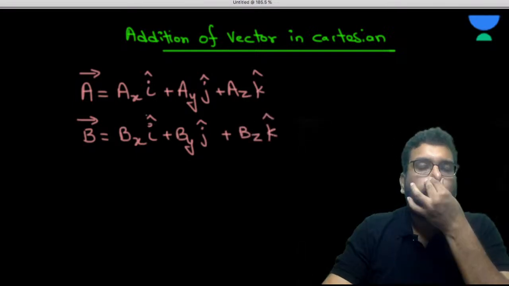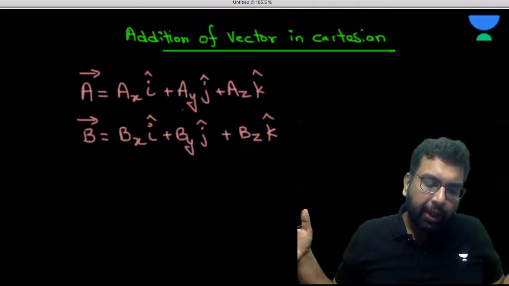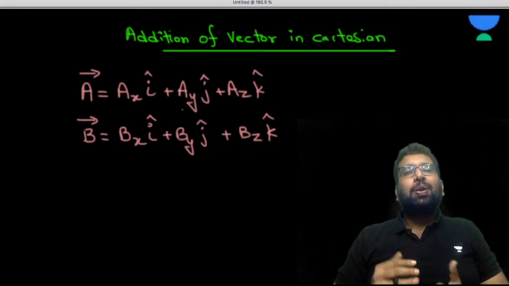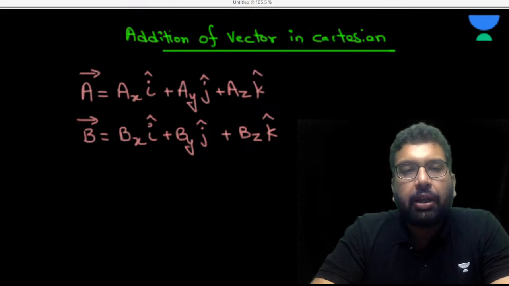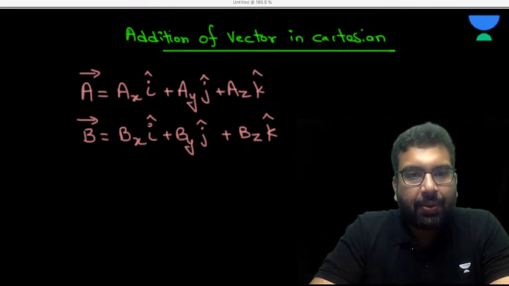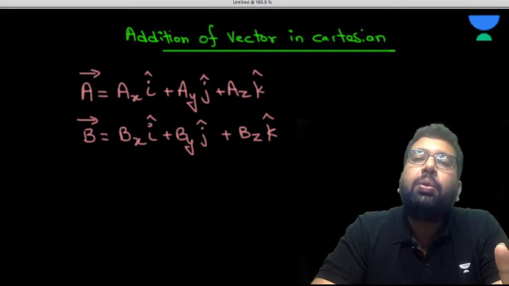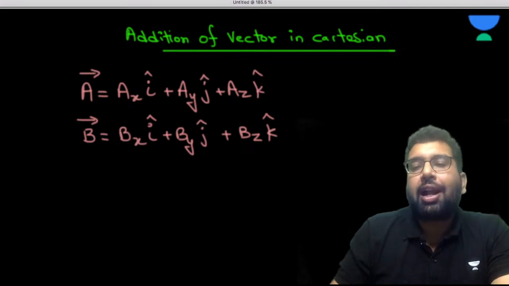So how are you going to do the addition of vectors in Cartesian? We learned that we can add vectors using the law of parallelogram, or using the law of triangle. We have seen those things. Now we are going to see how we can add vectors when they are given in Cartesian. Please understand, it's very simple.